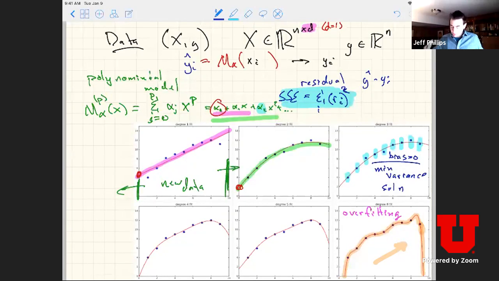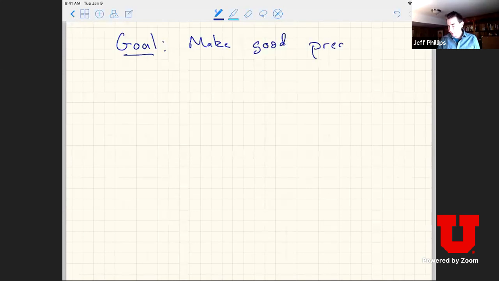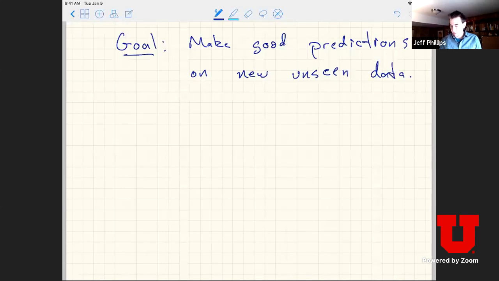Yes. Okay. Good. This is a great way of thinking about it. So let's go a little bit more into this idea that our goal is to make good predictions on new unseen data. That's basically going to be our goal.